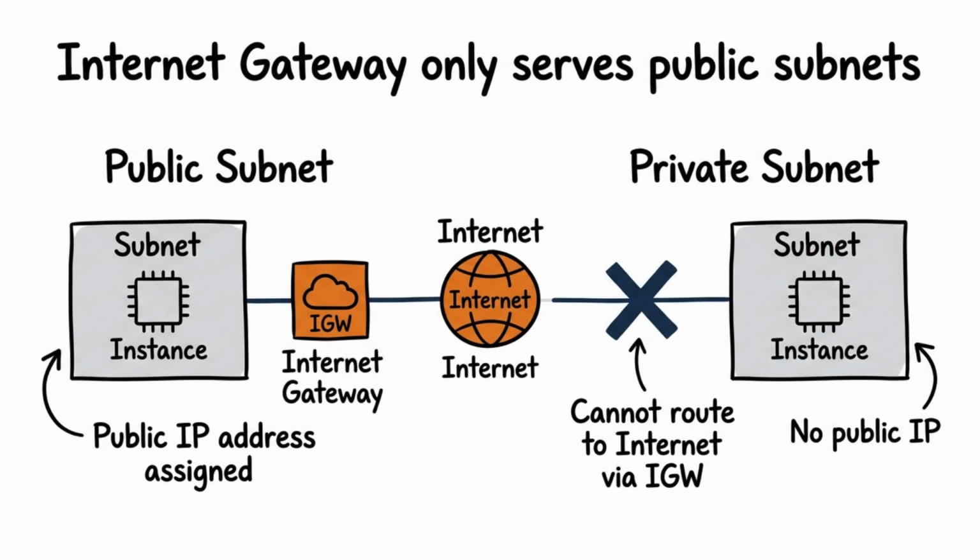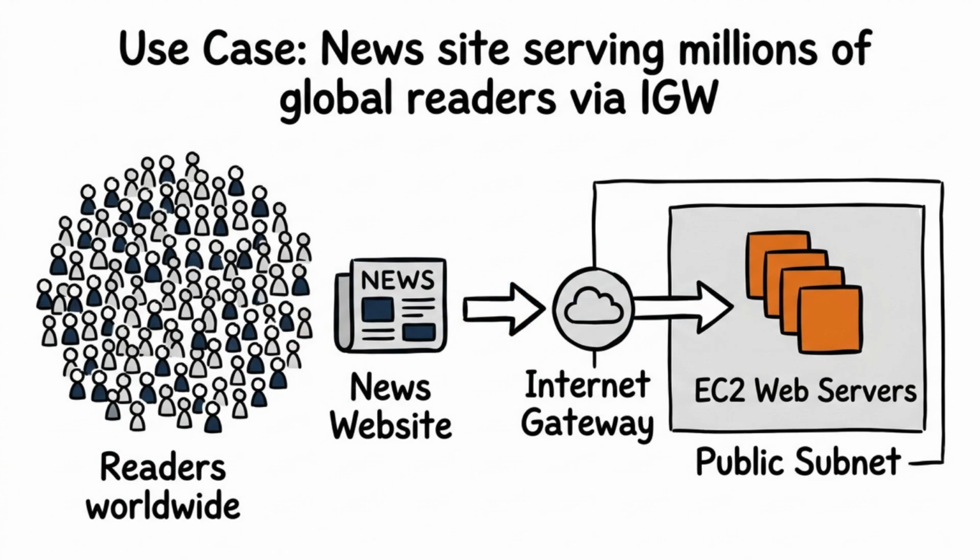A use case would be a news website running on EC2 instances that needs to serve millions of readers globally. By attaching an internet gateway to their VPC and assigning public IP addresses to their web servers, they can serve traffic directly from the internet.